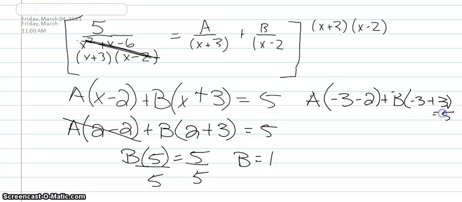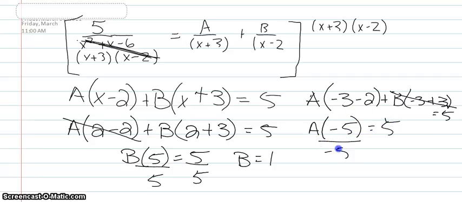equals 5. So that would get rid of this right here, because negative 3 plus 3 is 0, and then negative 3 minus 2 is negative 5. So it's going to be a times negative 5 equals 5. And when you divide by negative 5 from both sides, you're going to get a equals negative 1.